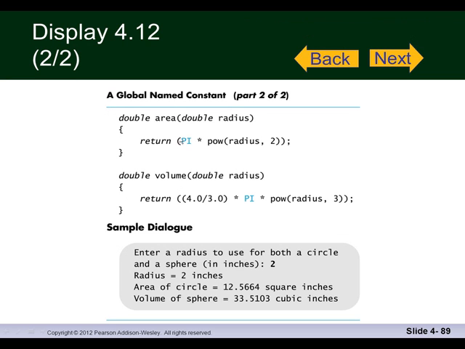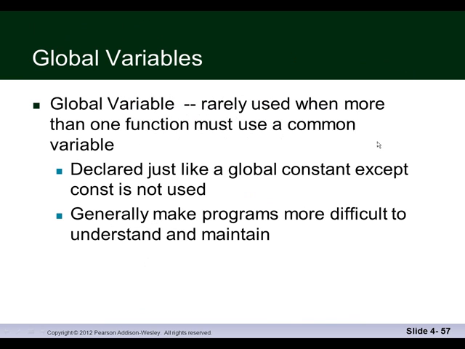So that pi has been used in this function, and in this function. But once again, I cannot take this function and put it in another program and have it work, because the pi is defined over there. So it's a good idea to define it over here to make my functions portable. So we can have a constant or we can have a variable on the top. Generally, global variables make a program more difficult to understand and maintain. Do not use them.